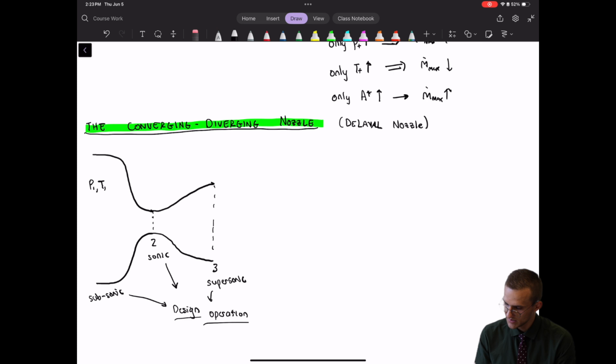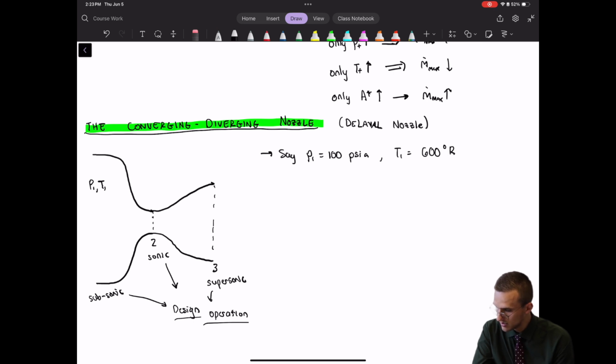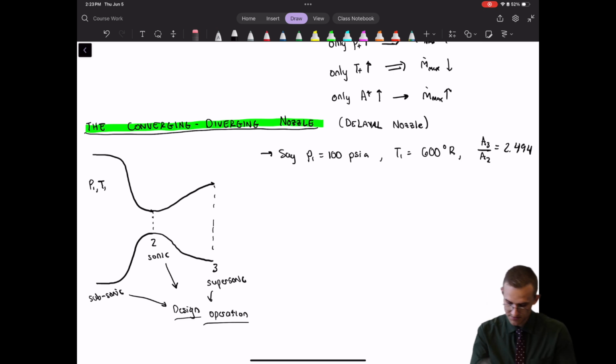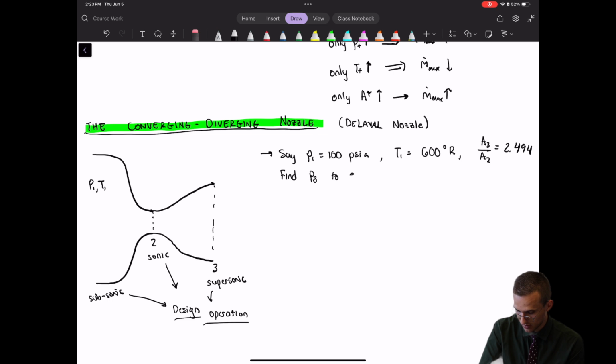Okay, so to throw in some actual numbers here, let's say that P1 is equal to 100 psi absolute. We'll have T1 be equal to 600 degrees Rankine. And then we'll have A3 over A2 be equal to 2.494. Okay, and then the question becomes, find P3 to ensure design operation.